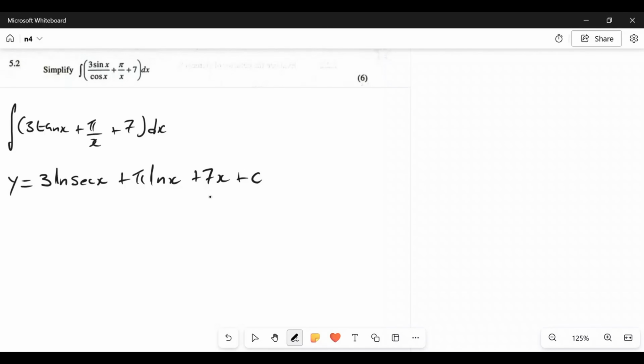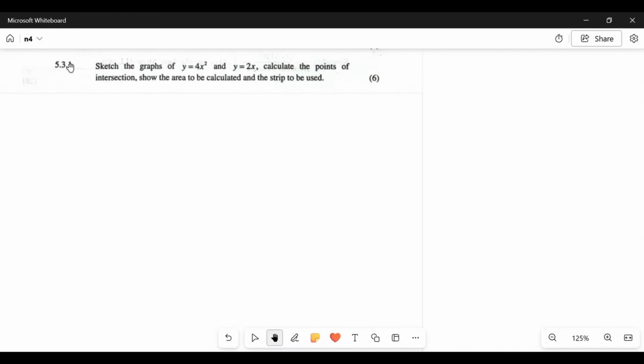All right, people, we are done with 5.2. Let's look at 5.3. All right, guys, here's our 5.3.1. Now, they want us to sketch the graph of y equals 4x squared and y equals 2x. Calculate the point of intersection, show the area to be calculated, and the strip to be used.